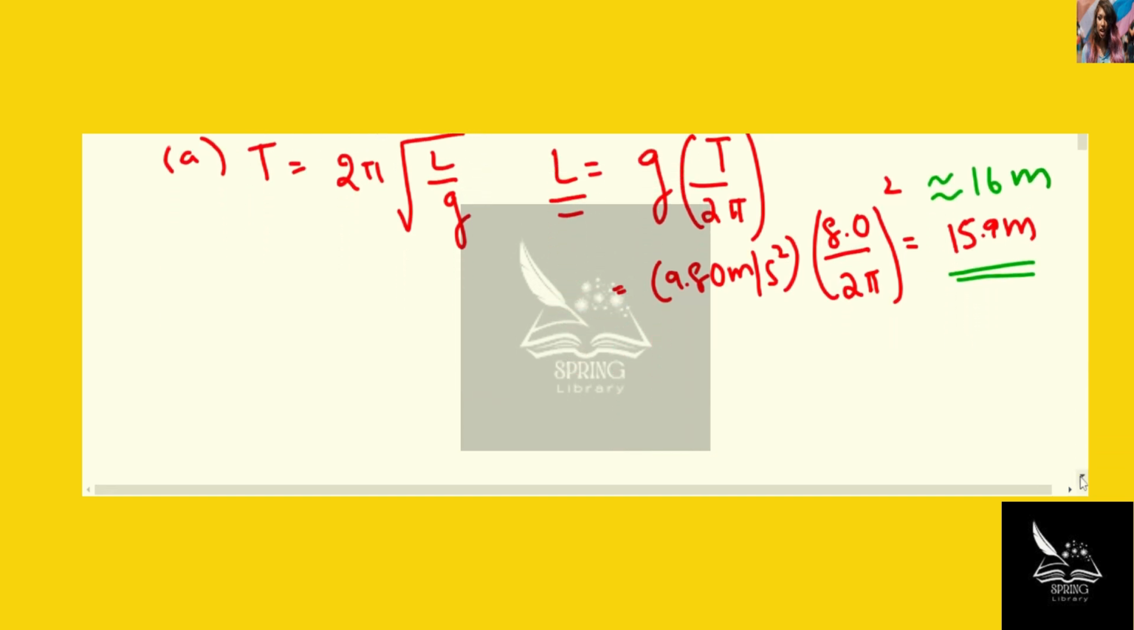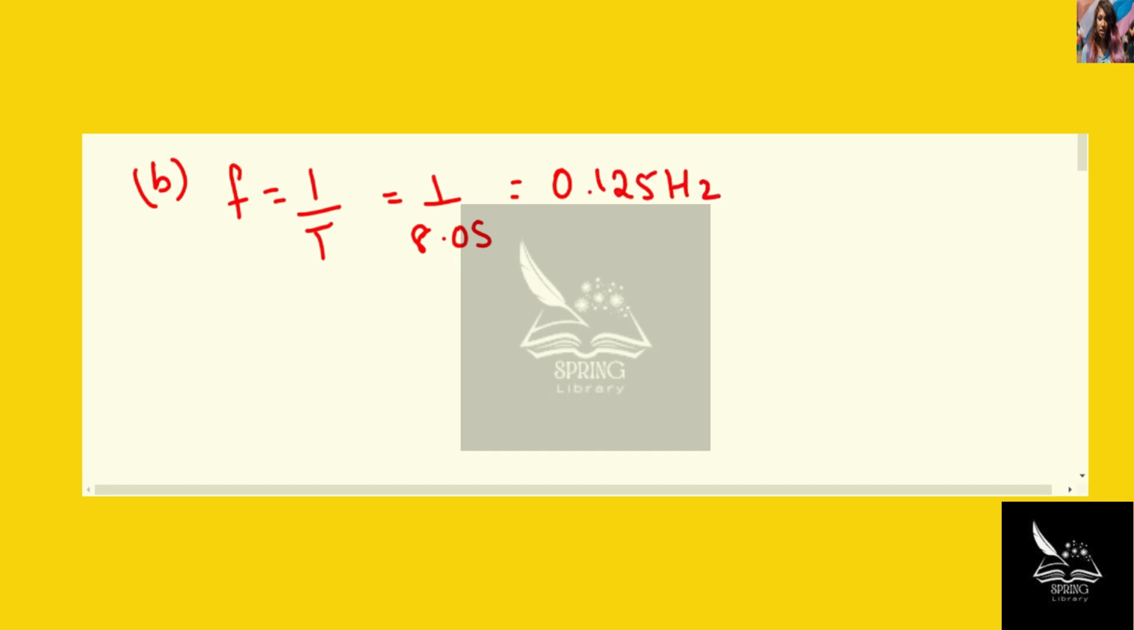Understood? How did we do? First we took the formula for time period and then the length. Now, the second part, B part, frequency equals 1 upon T. That equals 1 upon 8 seconds. That equals 0.125 hertz. If this is the frequency, the amplitude would be 12 degree.